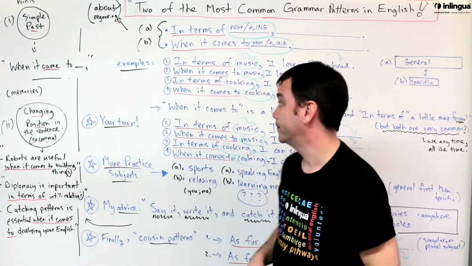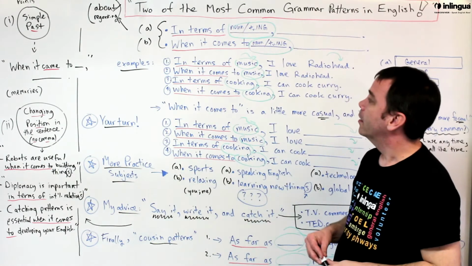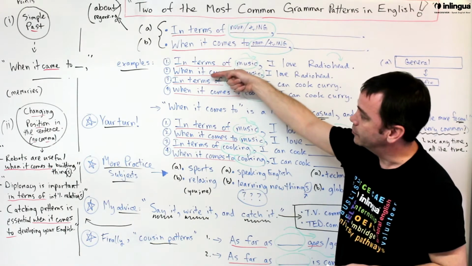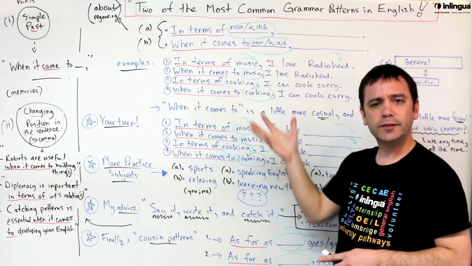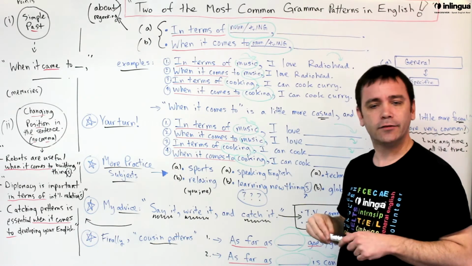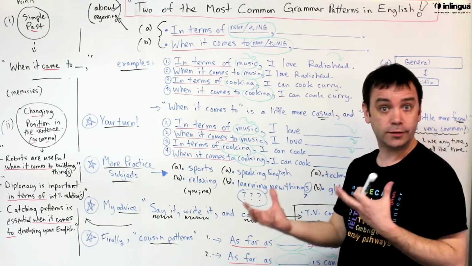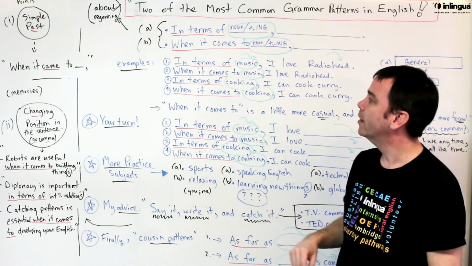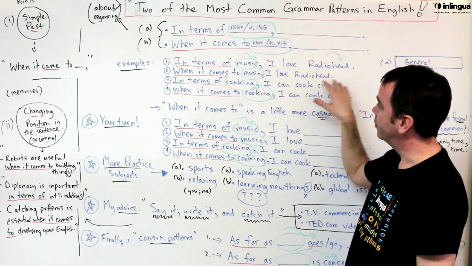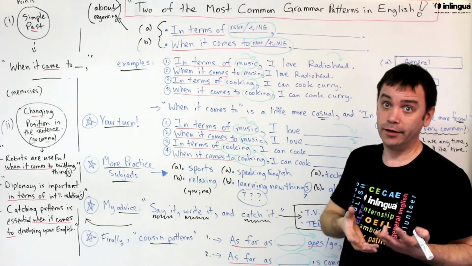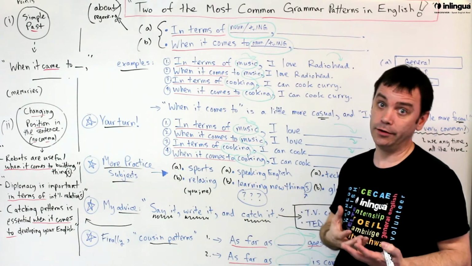Let's try another one. Pattern B, when it comes to. In terms of, when it comes to. Why am I mixing them? Because basically they're the same. Both of them are wonderful and very useful, and you can just mix them. Okay, number 2. When it comes to music, I love Radiohead. See, it's the same thing. In terms of music, I like Radiohead. When it comes to music, I like Radiohead.